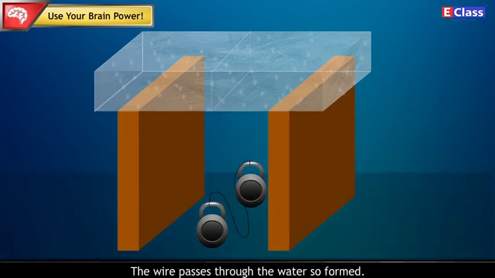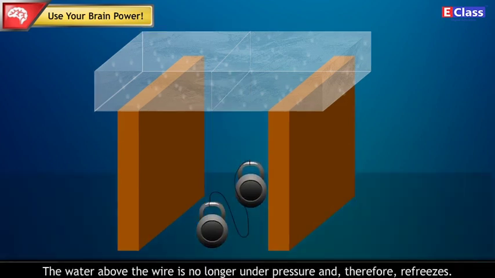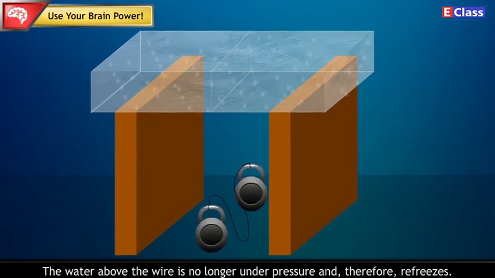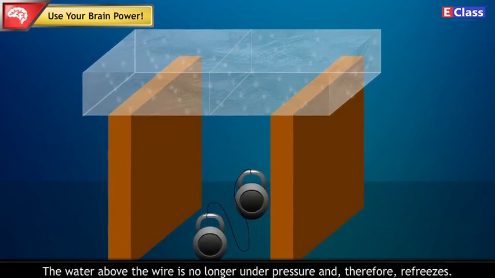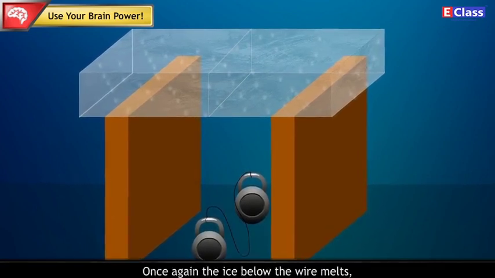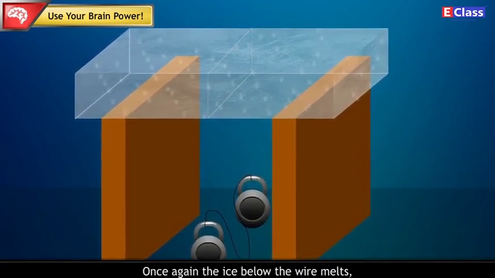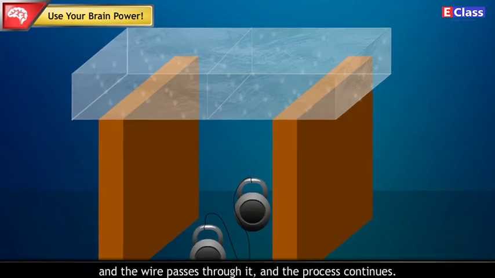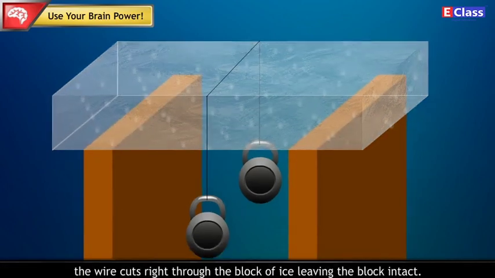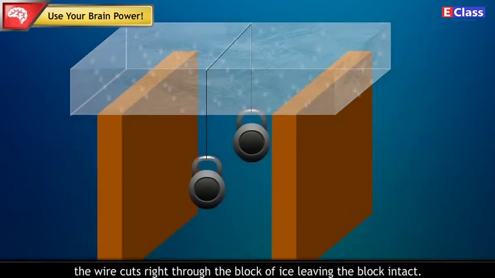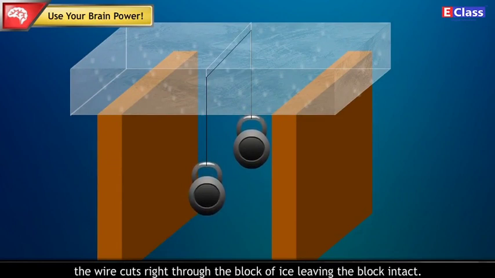The wire passes through the water so formed. The water above the wire is no longer under pressure and therefore refreezes. Once again, the ice below the wire melts and the wire passes through it and the process continues. In this way, due to alternate melting of ice and refreezing of water, the wire cuts right through the block of ice, leaving the block intact.